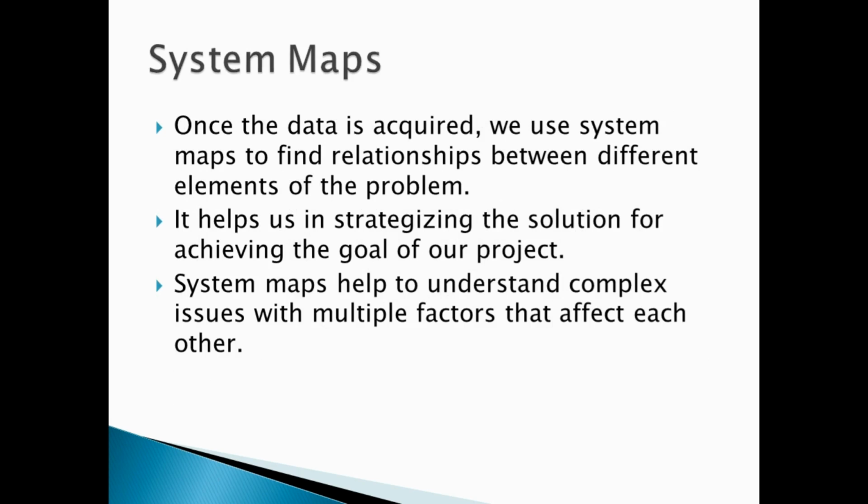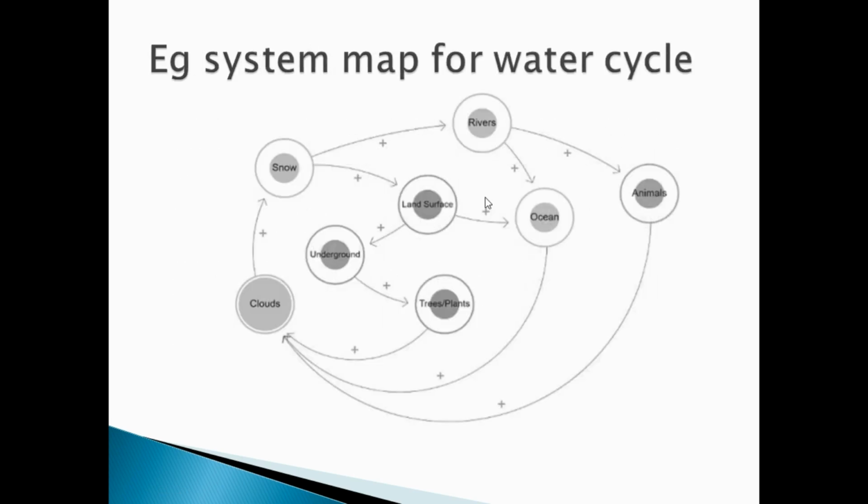Now let us understand about system maps. We use system maps so that we can find out the relationship between different elements of the problem. It helps us to strategize the solution, that is, to implement a particular strategy for the solution. Consider this a system map for the water cycle. There are various data elements. There is an arrow from one element to the other, and the length of the arrow indicates the time gap.